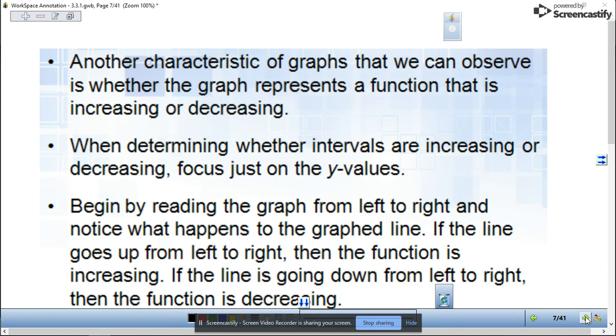When determining whether the intervals are increasing or decreasing, focus just on the y values here. Okay? Think about how you read a book. You're going to read a graph the same way you read a book, which is from left to right. And what we want to do is determine, as I go from left to right, are the y values increasing or are the y values decreasing? Okay? So, again, there's that idea of reading left to right and all that kind of good stuff.